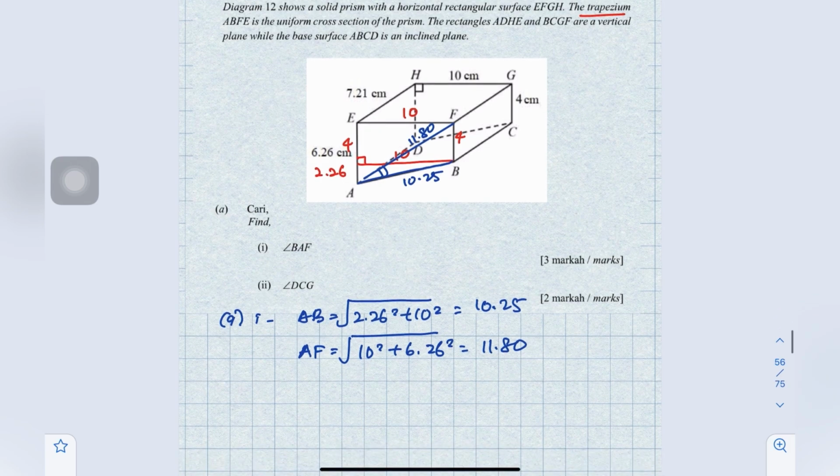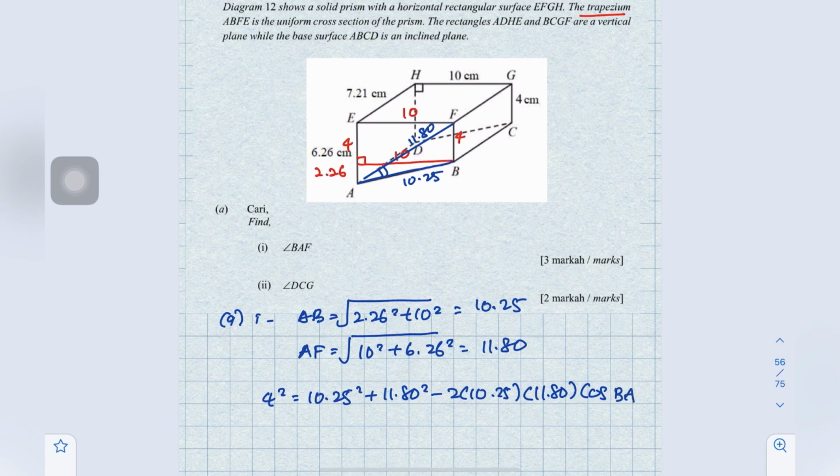Okay, so by using cosine rule, 4 squared equals 10.25 squared plus 11.80 squared minus 2 times 10.25 times 11.80 times cos BAF. Okay, so then kita boleh carilah cos BAF.